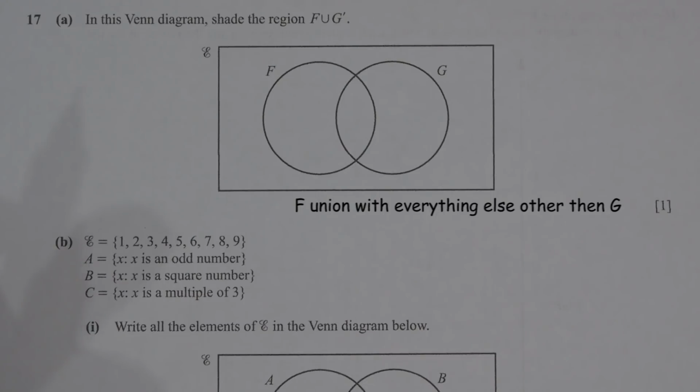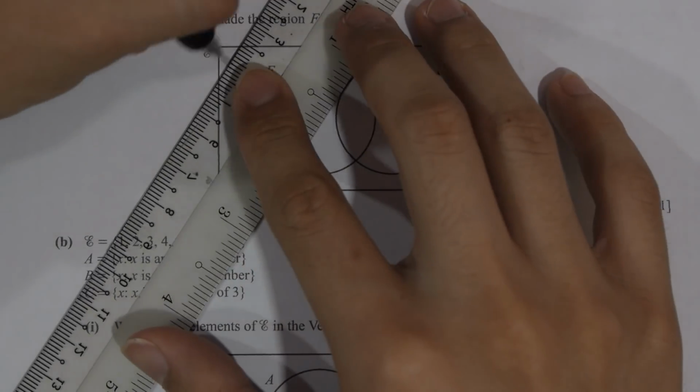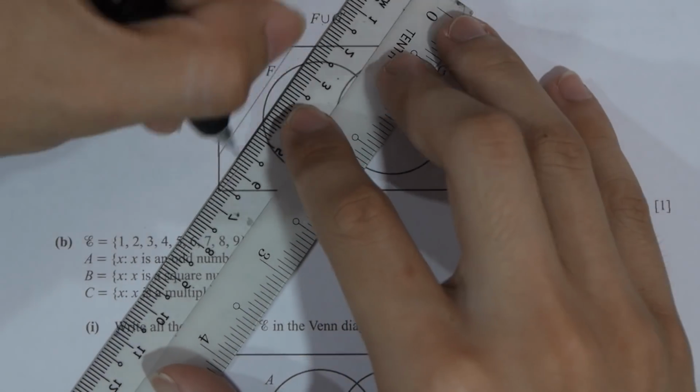So for the following question, they are looking for F union with everything else other than G. So this will be the shaded region.